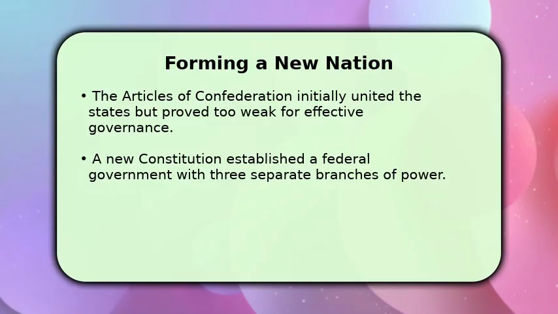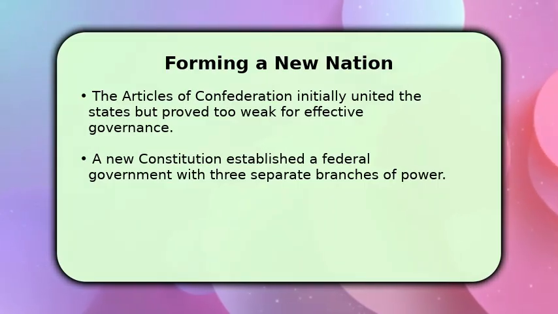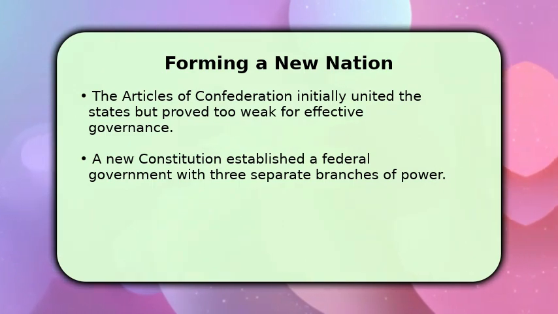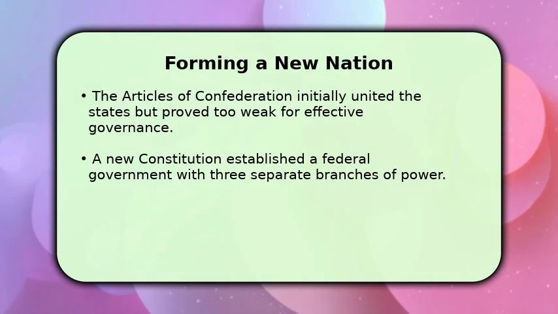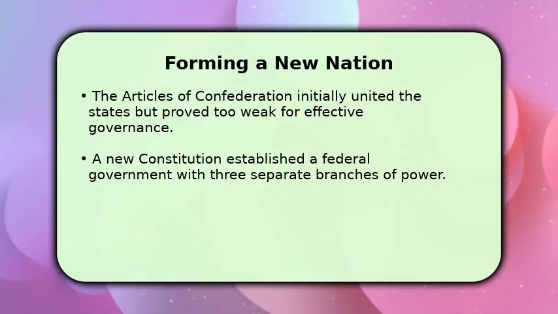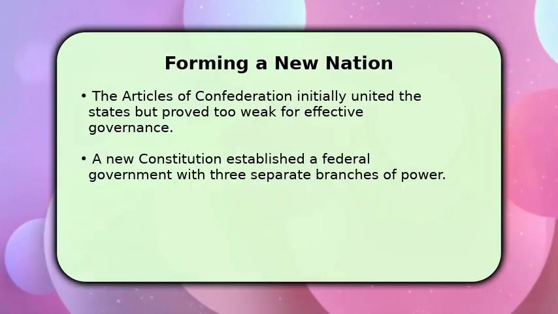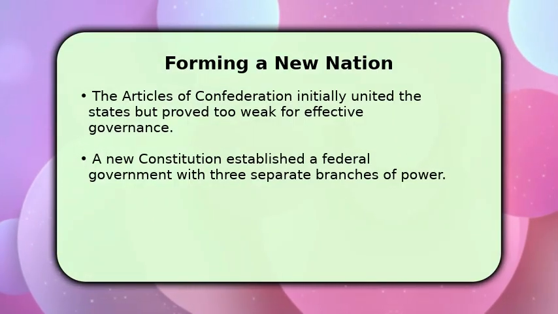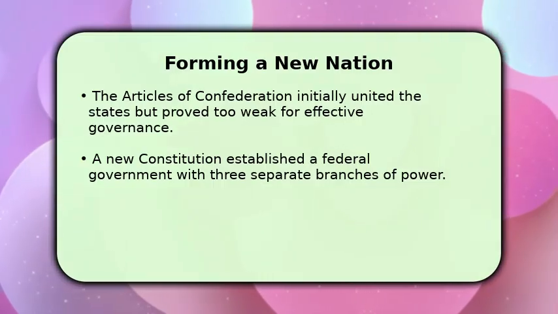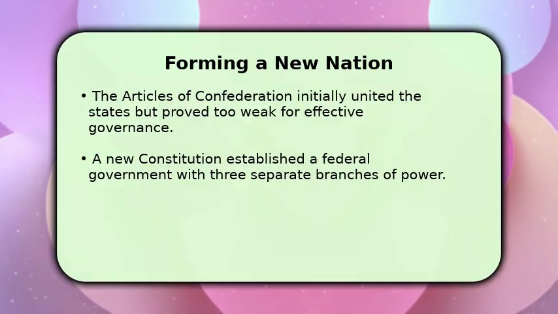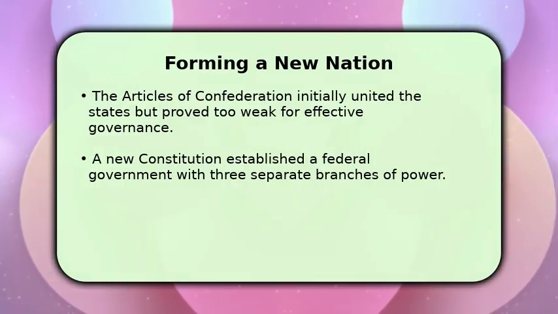Following independence, the newly formed states faced the challenge of creating a stable government. The initial attempt, the Articles of Confederation, proved insufficient. This led to the drafting of the United States Constitution, a landmark document that established a strong federal system with three balanced branches of power. This framework has guided the nation ever since.